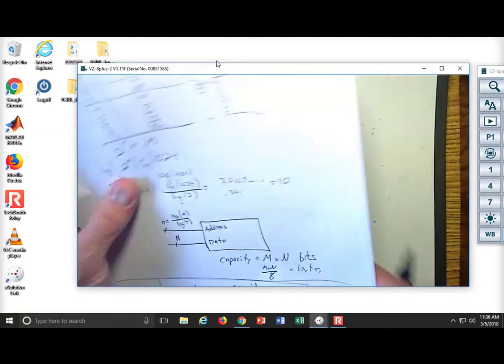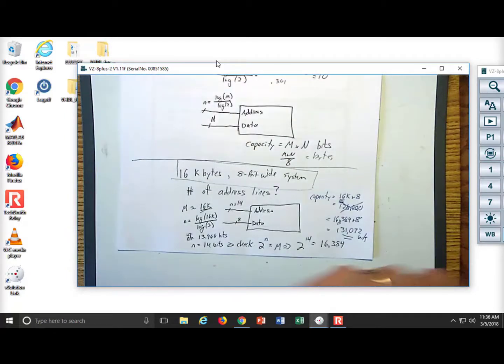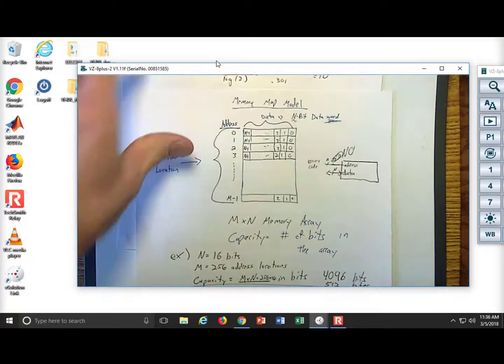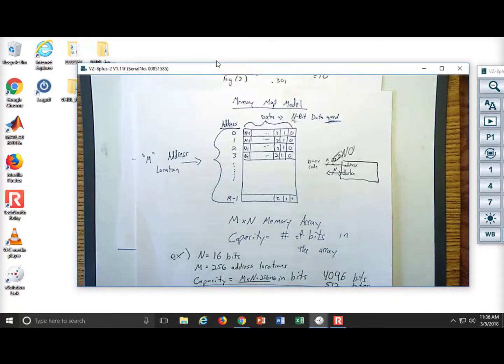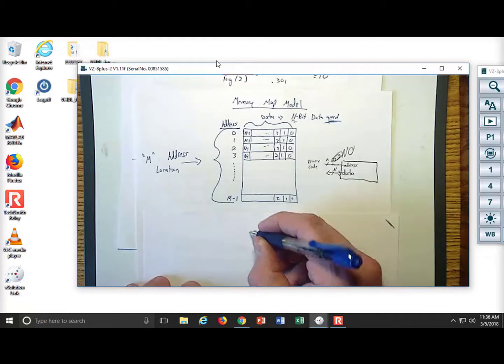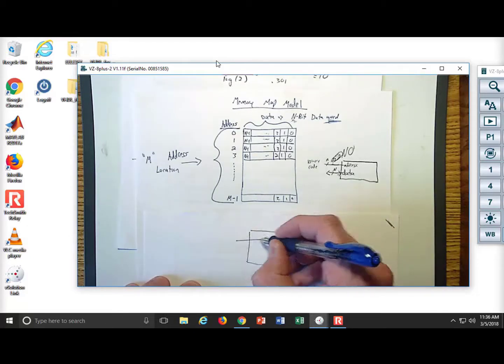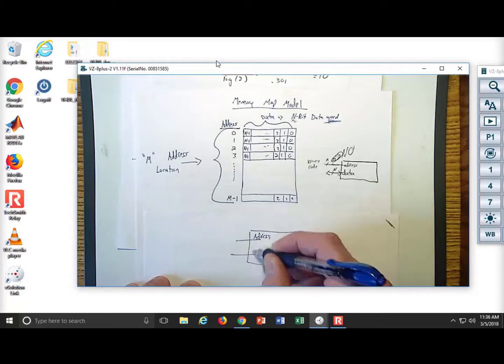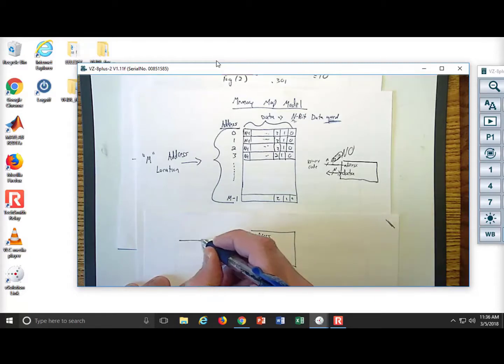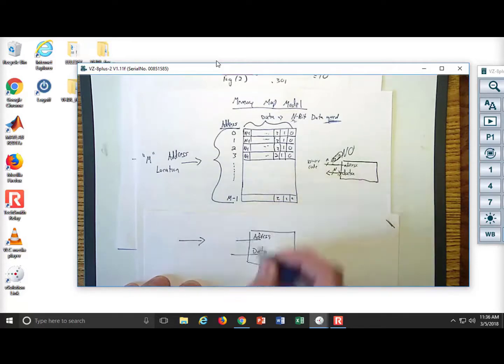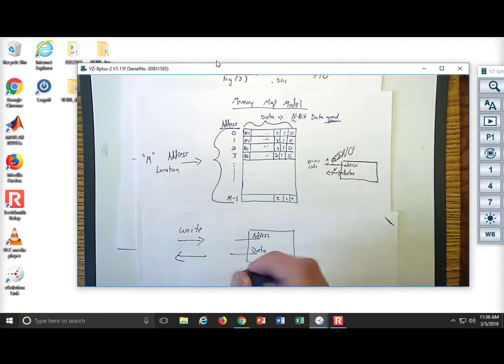Another couple terms that we want to define when we think about this whole memory system is this. When we move things into memory, okay, so this is my memory. So I have an address, I'm going to have data. When I put information this way, it is going to be called a write. When I take information this way, it is going to be called a read. Very important to use those terms.